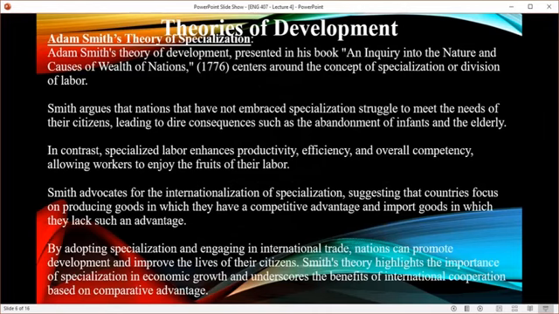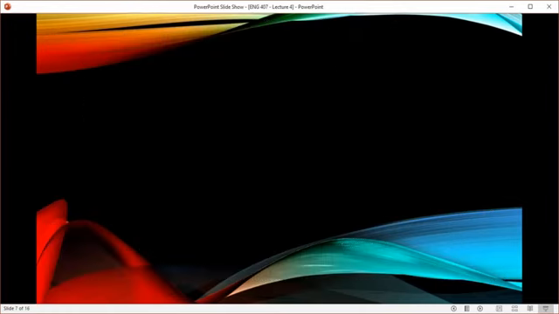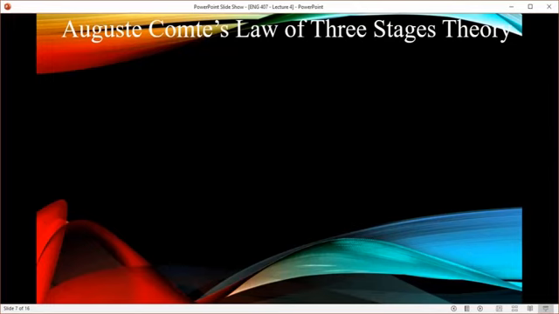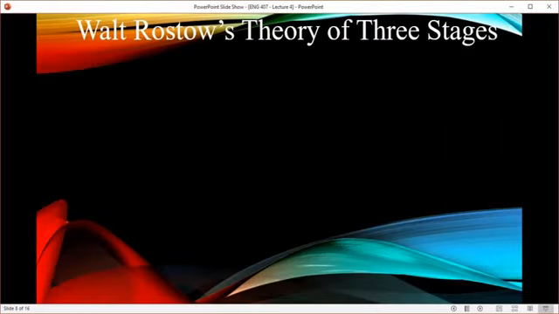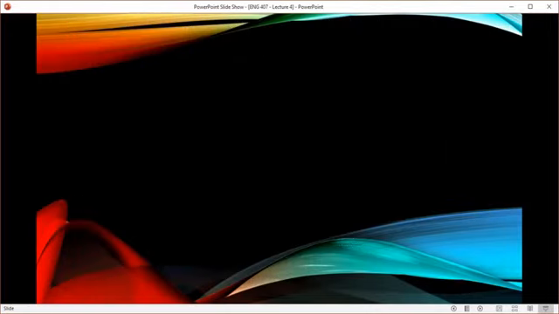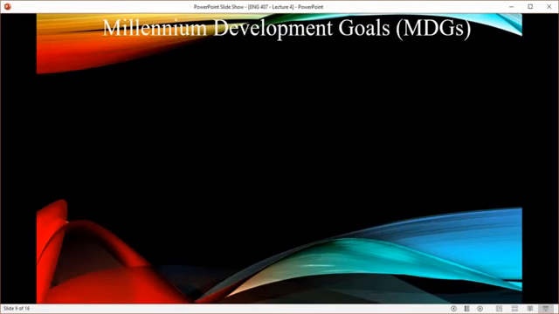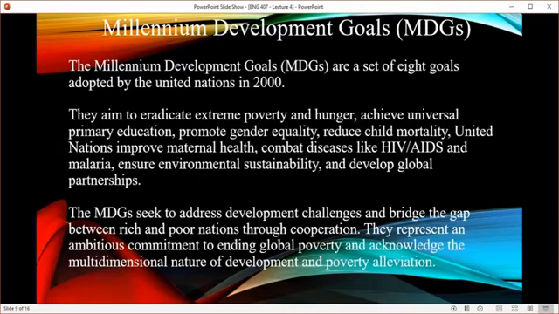There are several theories about development. Some of them are Adam Smith's theory of specialization. We also have Auguste Comte's law of three stages theory. We have Walt Rostow's theory of three stages. Those are theories one can look into while explaining the concept of development.